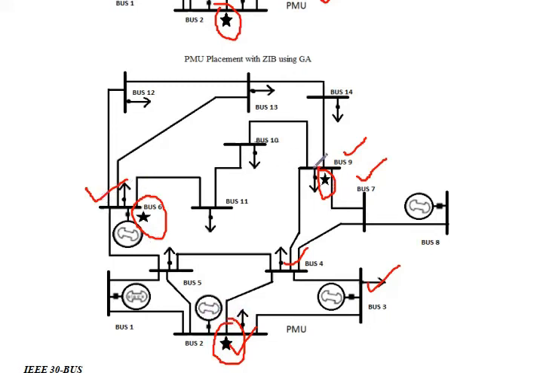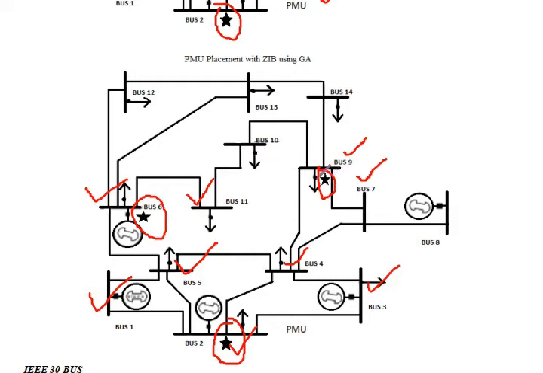This is directly observable, this is directly observable, this is directly observable. So indirectly observable will be this one, and this is also connected to this one. This is also observable, this is also connected to this one, this is also observable. These two buses are connected directly with a PMU bus, so this is also observable.